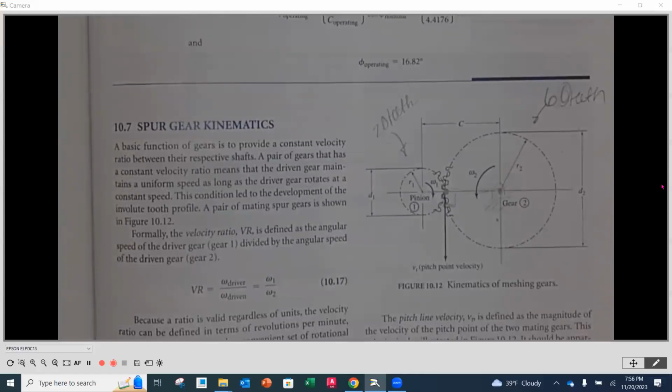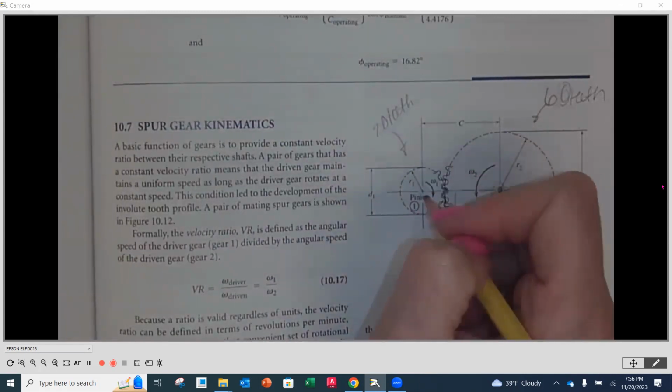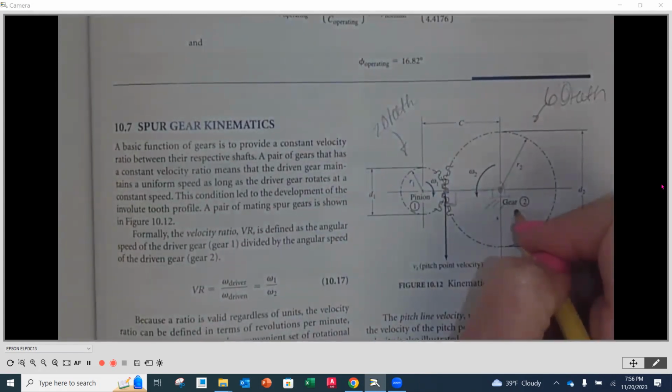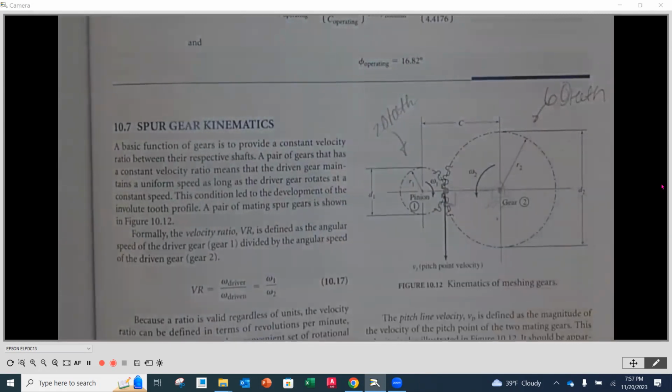But it doesn't have to be an integer number. I don't have to be an even number. It might be 2.86754. It doesn't matter. That just means that the pinion has to go around that many more times, whatever that number is, to 1 time on our gear. So we call that angular velocity of 1, which is our input or our driver, divided by the angular velocity of our driven, or our gear in this case, number 2.